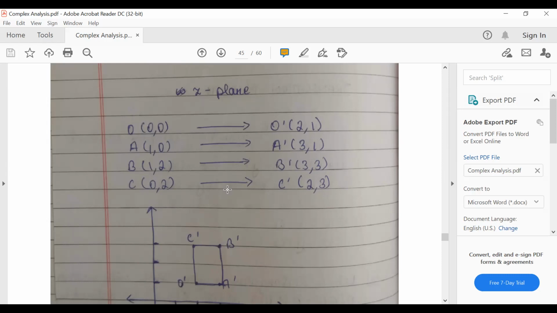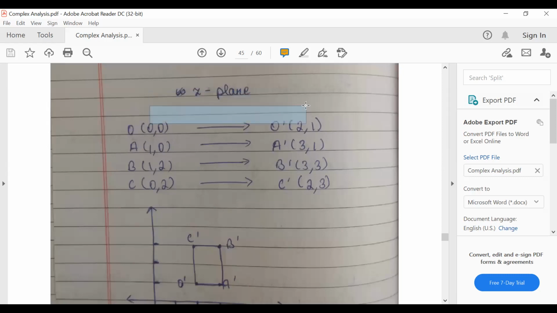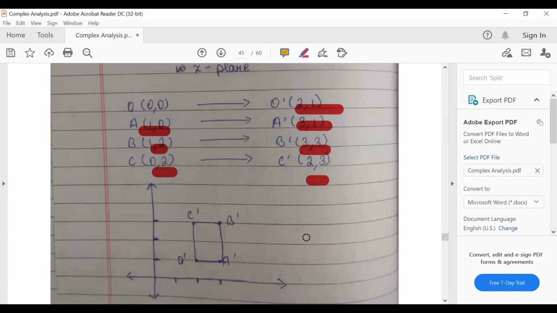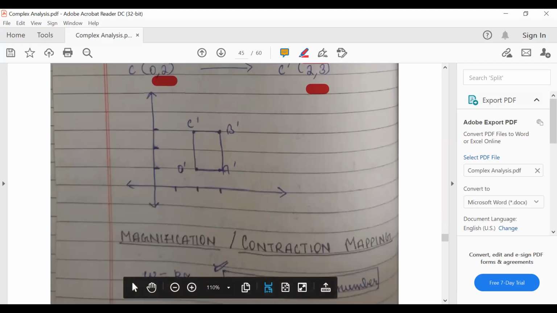So O is (0, 0), and the relation between u and v with x, y is x plus 2, y plus 1. If you put the value here, 0 plus 2 becomes 2, and 0 plus 1 becomes 1. So this is O dash. Similarly, A becomes (3, 1), B (1, 2) becomes (3, 3), and C (0, 2) becomes (2, 3). So this rectangle now looks like this in the w plane. This is called linear transformation.